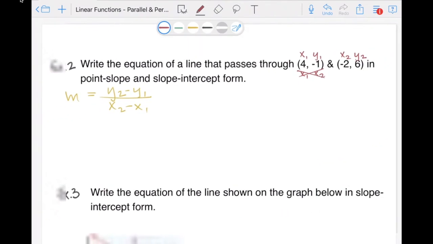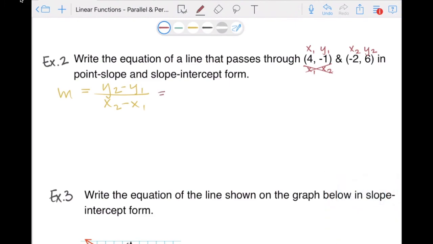So let's go ahead and plug in the numbers now. So the slope is equal to y2, which is 6, minus y1, so minus -1, over x2, which is -2, minus 4. So now let's simplify. So 6 minus -1 is the same thing as 6 plus 1, so that will be 7. And then -2 minus 4 is -6. So we've just found that our slope is -7 over 6.